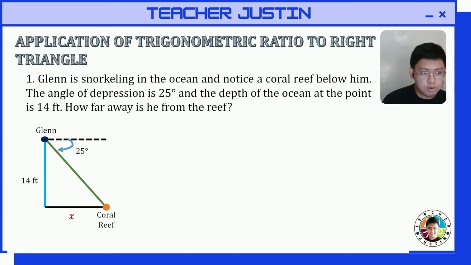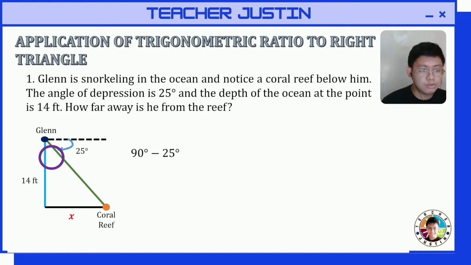So, as you can see in our illustration, we will form a right triangle. And we have the angle of depression, we're given the depth of the ocean, and we're looking for the distance between Glenn and the coral reef. Okay, so the first thing that we need to do is identify the angle inside the right triangle. So for the angle here, we will use the formula 90 minus 25 degrees.